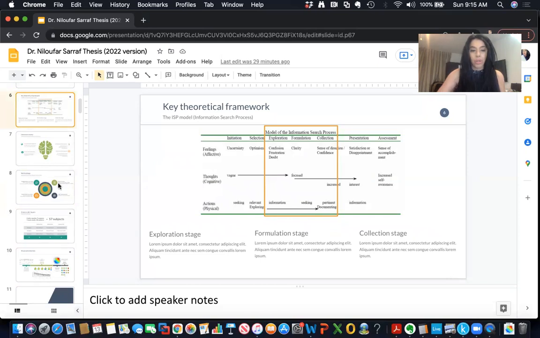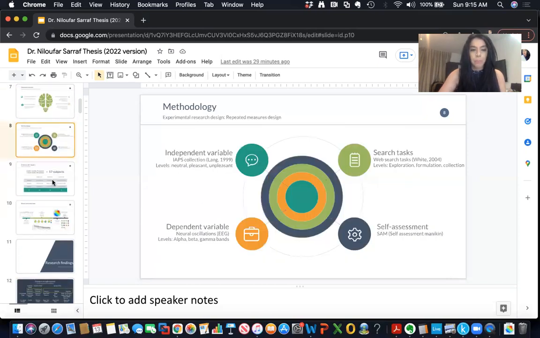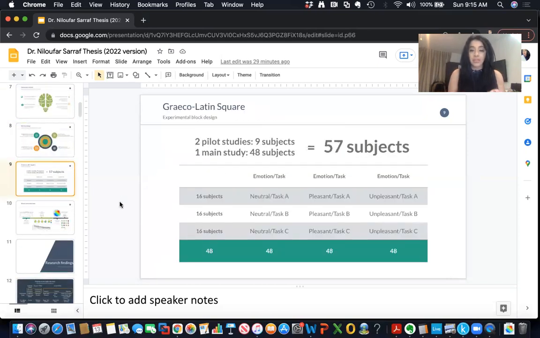So that's very important to remember. Another thing that is very important to remember is that when you have several different levels of independent and dependent variables, in order to counterbalance any type of learnability effect, you have to use some statistically established block design to make sure that the subjects are not exposed primarily to maybe one condition over the other.